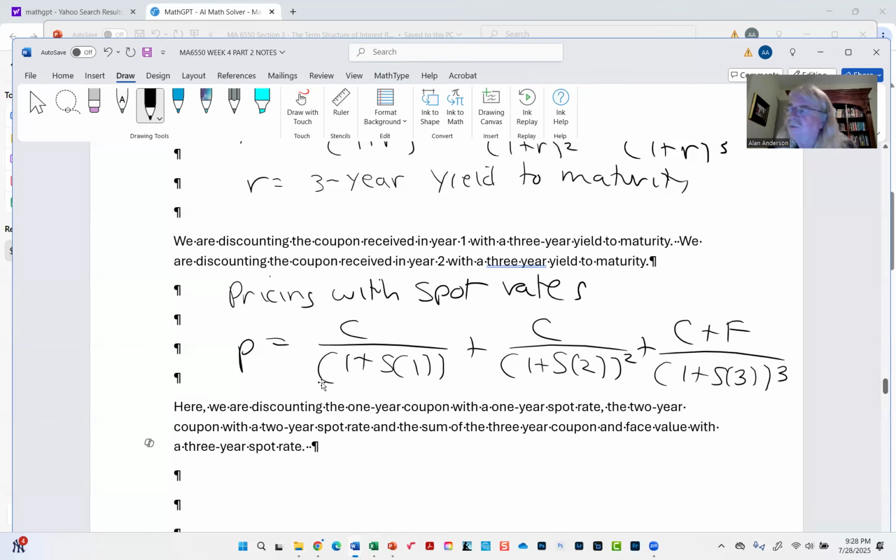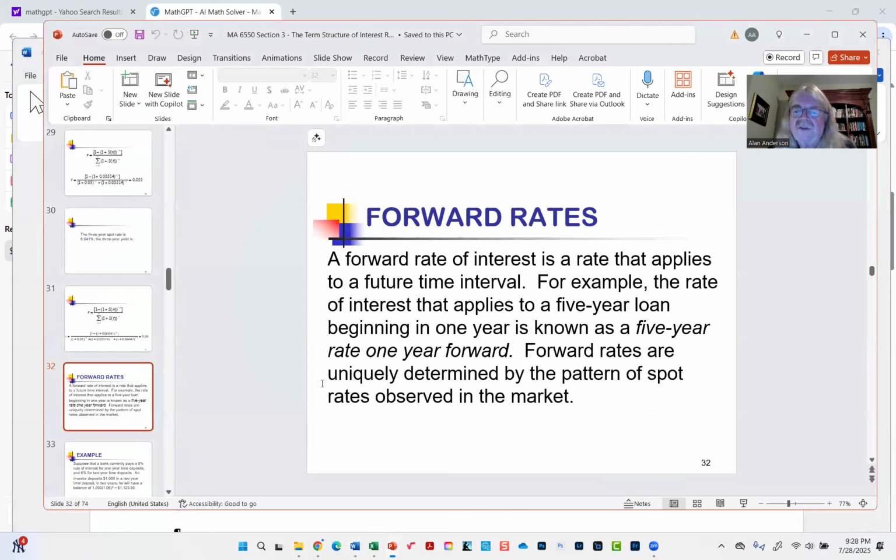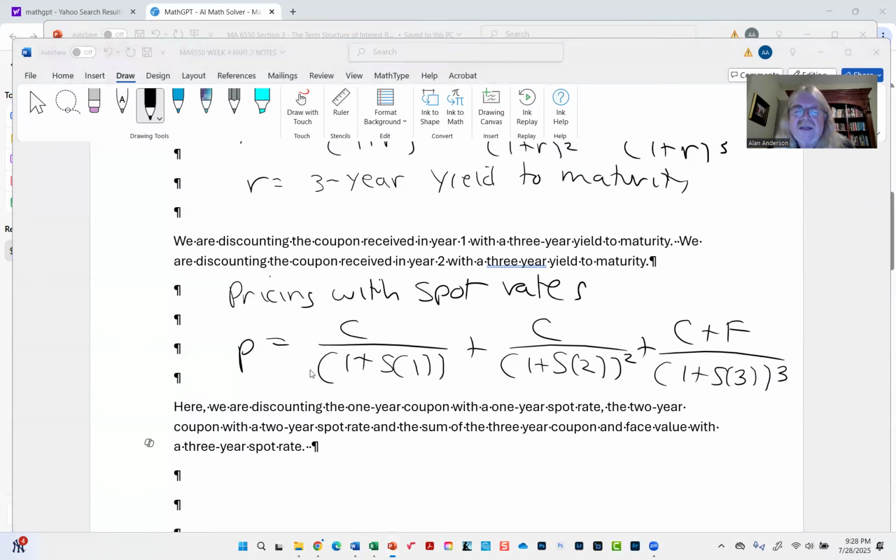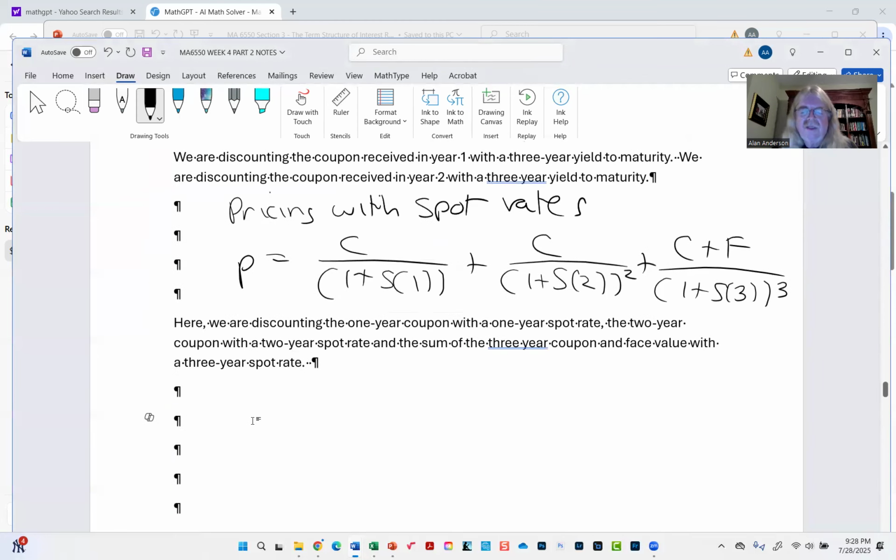Now, this is where it gets really intense. We're going to introduce the concept of a forward rate of interest. And in a nutshell, the forward rate of interest is one that applies in the future. So if I go into a bank, for example, say I need to borrow money for a car for 5 years, they'll say, fine, whatever your credit rating is, here's the rate we'll charge you. But what if I went to the bank and said something like this?